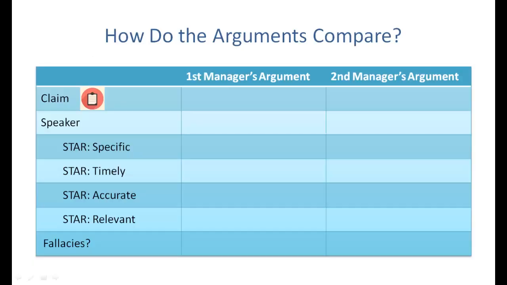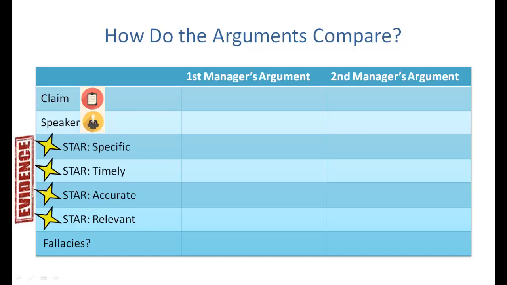Whenever I analyze an argument, I always look for its claim first, because without a claim, there is no argument. I need to know what the speaker is trying to prove. Second, I analyze the speaker. I do this because without a reliable and trustworthy speaker, I can't move forward to evaluate any evidence they may present. I can only trust the evidence of an argument to the extent that I can trust the speaker.